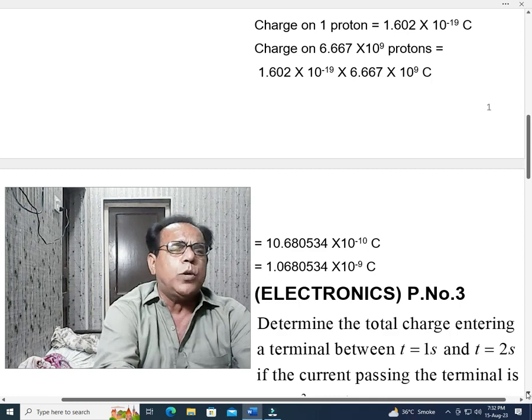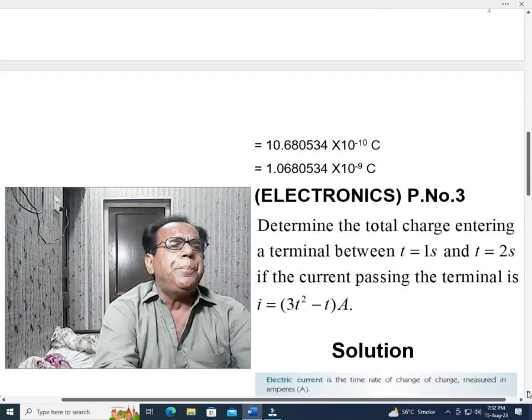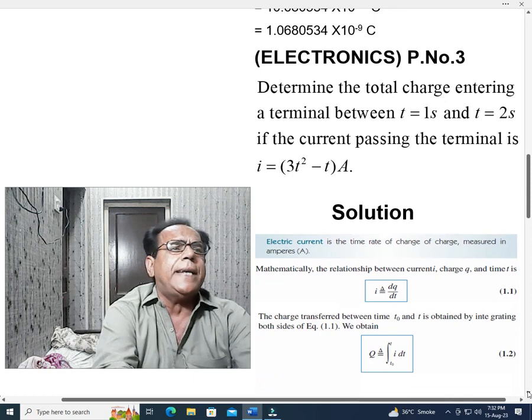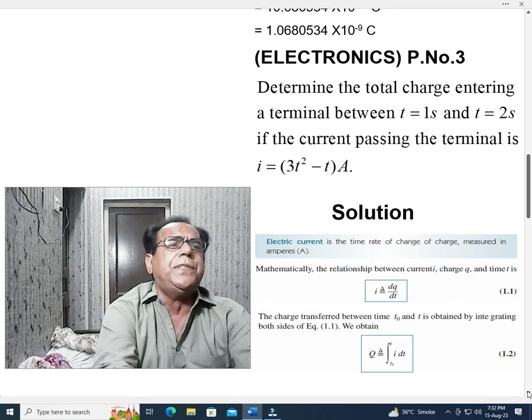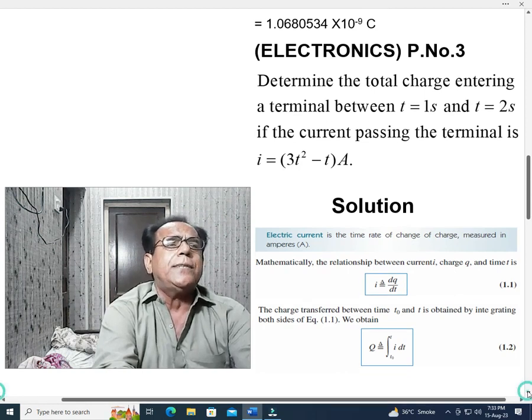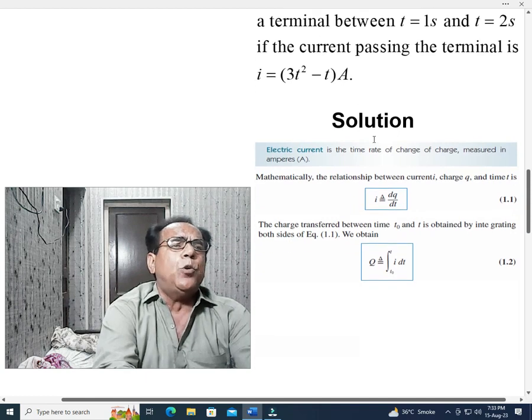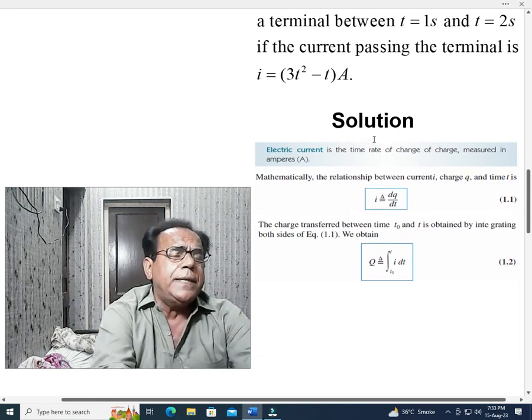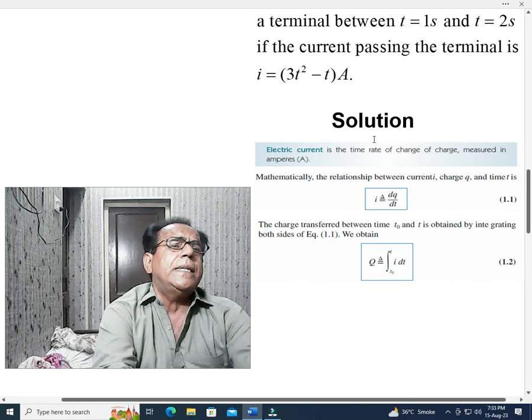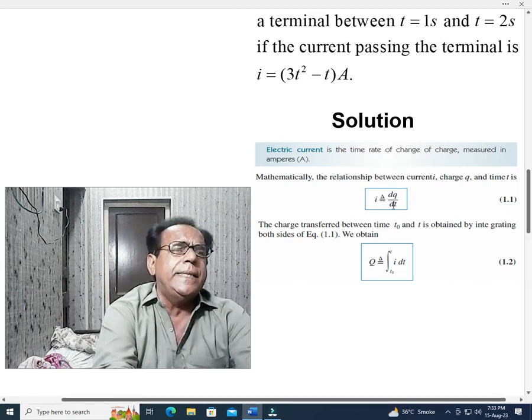Okay, problem number 3: determine the total charge entering a terminal between t equal to 1 second and t equal to 2 seconds if the current passing the terminal is I equal to 3t square minus t ampere. Okay, dear students, this portion has been provided in the book as a guideline. So we will follow these guidelines.